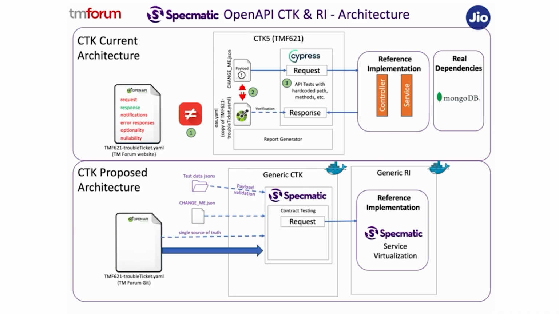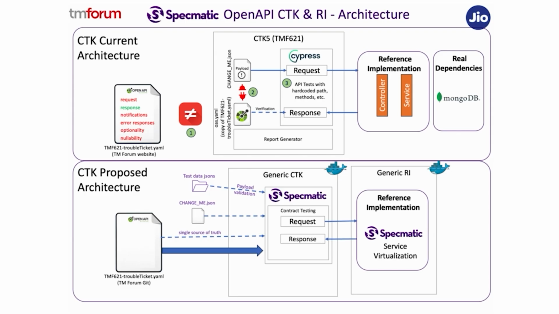Now, what we've also done is basically built a generic reference implementation. We don't need a reference implementation per API. So we've built a generic reference implementation and we've Dockerized that. Again, this is powered by Specmatic Service Virtualization, where we are able to essentially take an OpenAPI specification at runtime and basically start serving responses as per that specification, right? So that's the service virtualization piece, which basically uses the specification to run it.